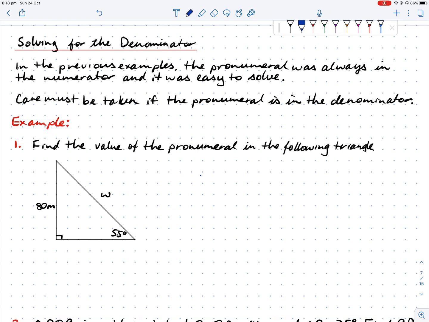Today we're going to continue with some further triangles, and this time, in these questions, we're going to be solving for the denominator. What you might have noticed in our previous lesson's questions was that all of our pronumerals ended up in the numerator, so all we had to do was multiply the denominator across and then put it into our calculator. It's not always going to be like that.